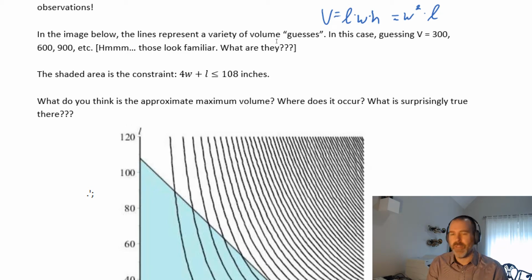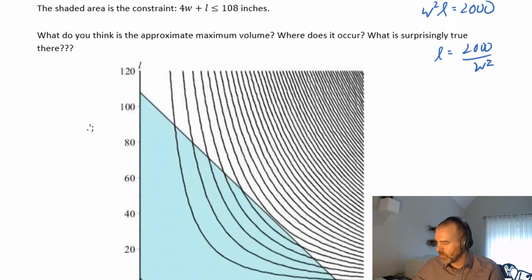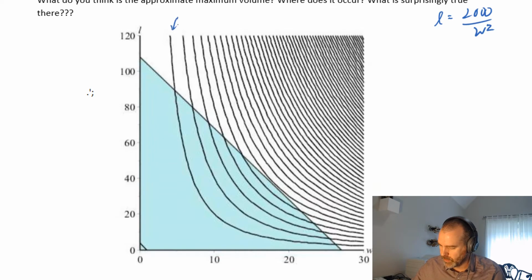So what if we assume the volume is, say, 2,000? I think these volumes are mislabeled. So let's say we start with volume equals 2,000. What we'd have then is the equation W squared L equals 2,000, or if we solve for L, L is 2,000 over W squared. And that's what this first curve here is. This first curve is assuming the volume is 2,000. And then it jumps up to 4,000, 6,000, etc.